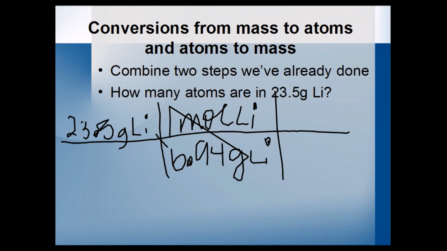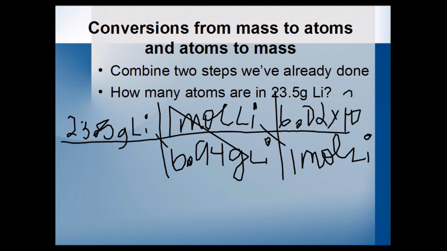Now, are they asking me for moles? No, they're not. They're asking me for how many atoms. Once I get to moles, this is a 2-step problem, I can find anything. I can find atoms. So I know moles goes here, and 1 mole of lithium, 1 mole of anything really, there's 6.02 times 10 to the 23rd atoms of lithium. Excuse me, I'm running out of screen space. I was writing too big.